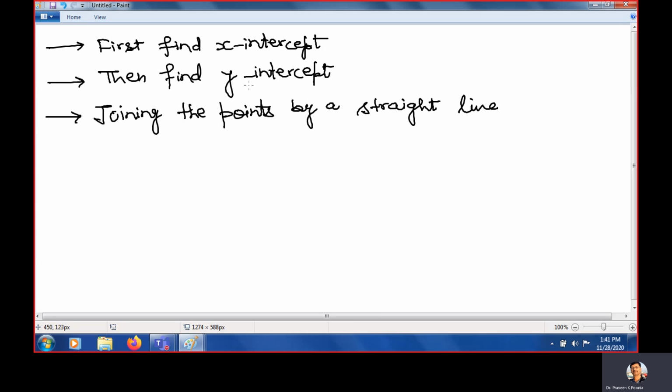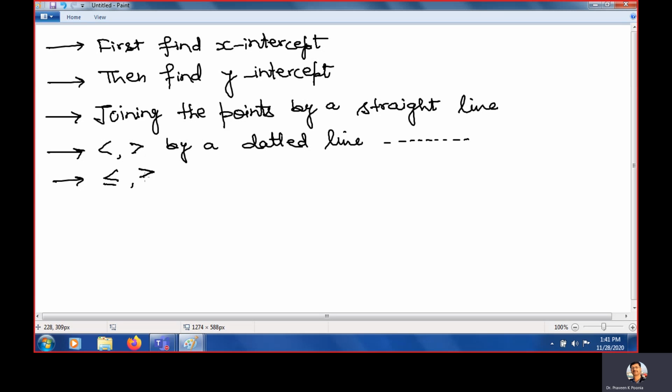This is point number 3. After joining, how will we join? If the symbol is less than or greater than, by a dotted line. Dotted line means like this one. This is a dotted line. Clear? But if it is less than or equal to, or greater than or equal to, by a solid line. Solid means like this one.